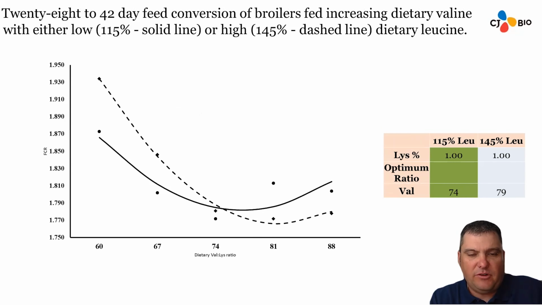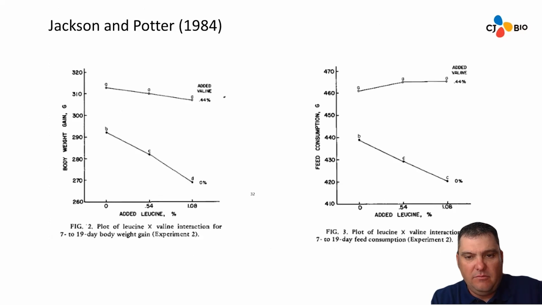Same thing with feed conversion ratio. To optimize feed conversion ratio in a diet containing 115% leucine, we need 74% valine. However, increasing that to 145 shifts it over to 79. So as we have more leucine, we need to have more valine in the diet to optimize performance.